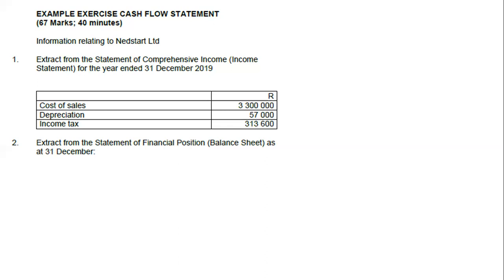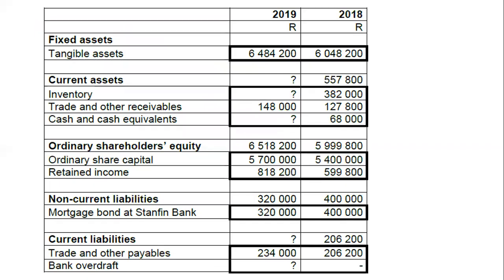We're given the following extract from the statement of financial position, i.e. the balance sheet. So in the balance sheet, note that we're given tangible assets. For now, I'm just going to focus on what will be in note number one, which is your inventory, trade and other receivables, as well as trade and other payables.